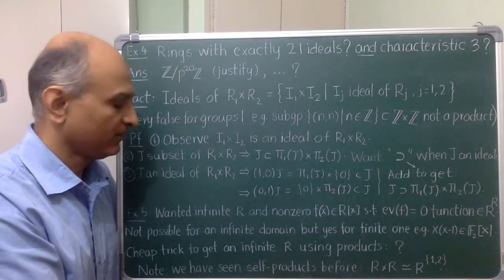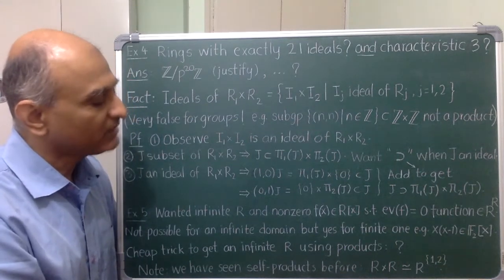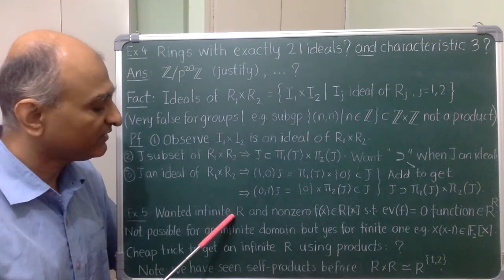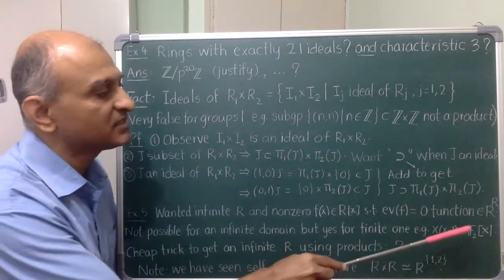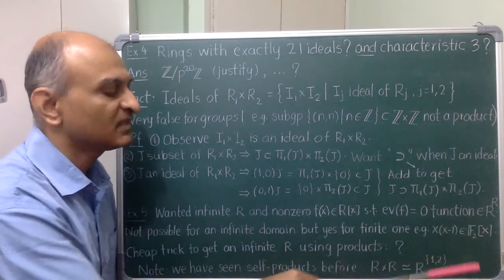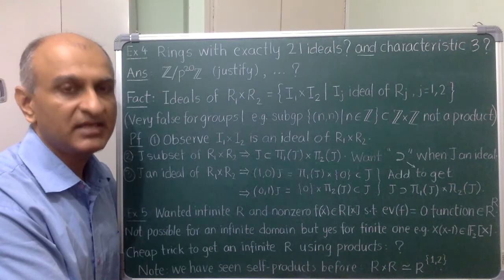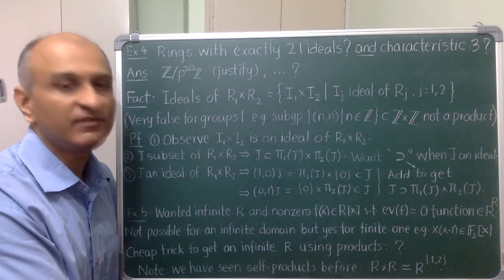I have written the argument here, but really you should do this for yourself and explain more by writing explicit elements. Okay. Next, at some point, I asked you for a non-zero polynomial over an infinite ring R that defines the zero function on R. Such a thing is not possible over an infinite domain because there a non-zero polynomial can have only finitely many roots.